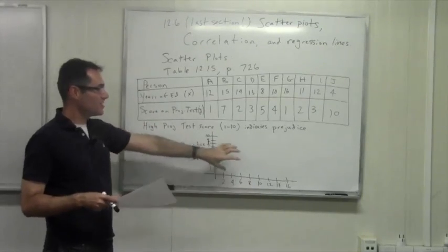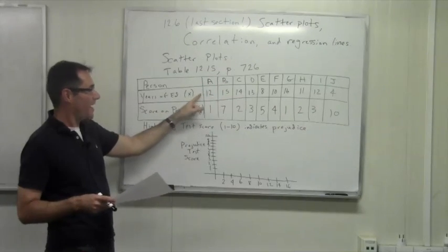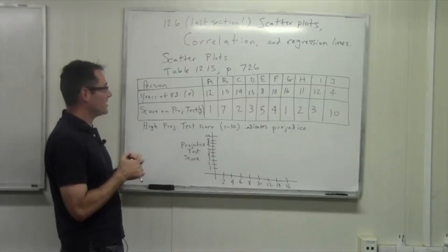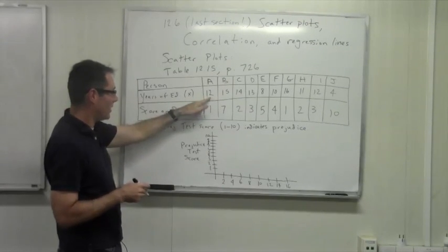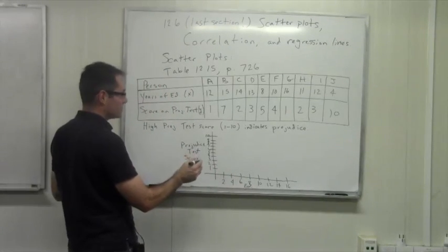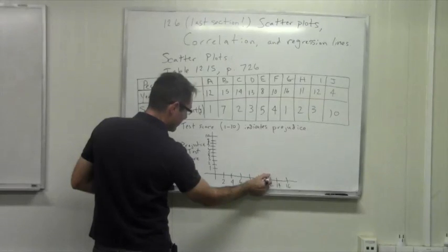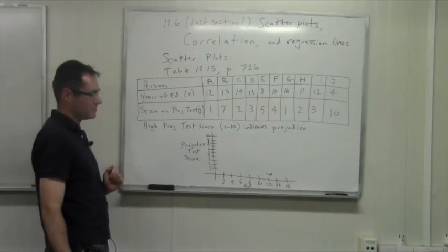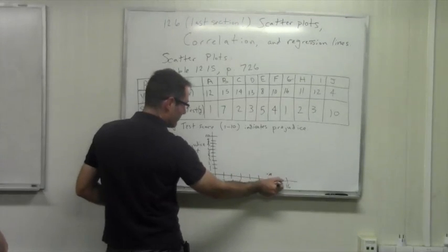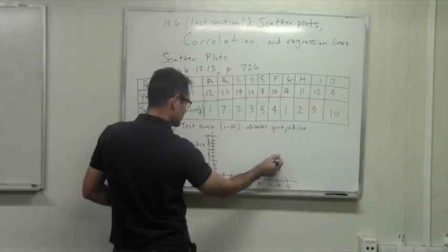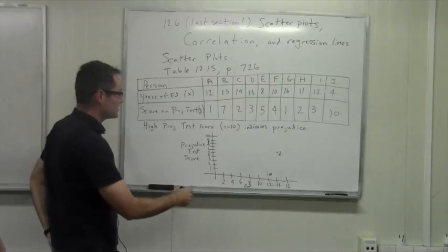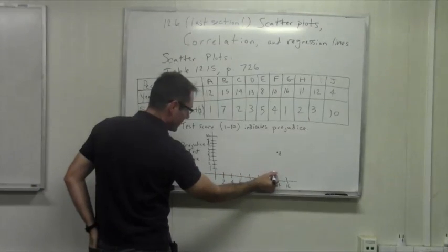So what we're going to do is graph the data here using the x values here and the y values here. For person A, we've got years of education 12, and that's on the bottom, and score on the prejudice test 1. So that's right there, and that's person A. I'm going to write kind of small because my graph is a little tiny. B, 15 years of education, prejudice level of about 7, which is there, B. Then 14, prejudice level of 2, that's C.